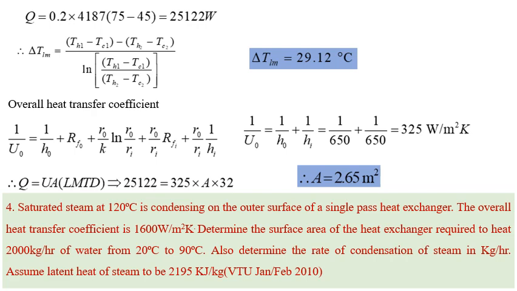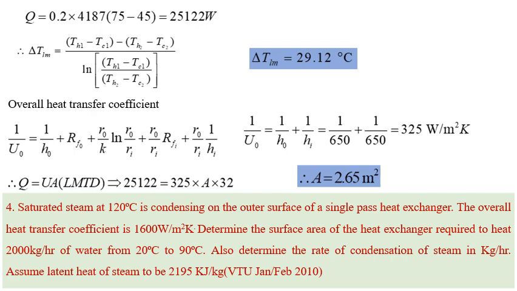Okay, so THI is equal to TH naught is equal to 120 degrees centigrade. This is very, very important. You should remember this. The overall heat transfer coefficient is 1600 watt per meter square Kelvin. So U is equal to 1600. Directly that value is given.